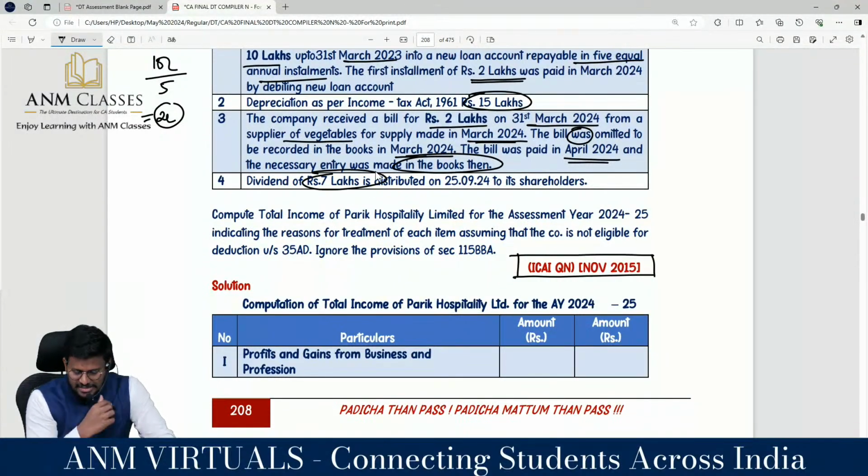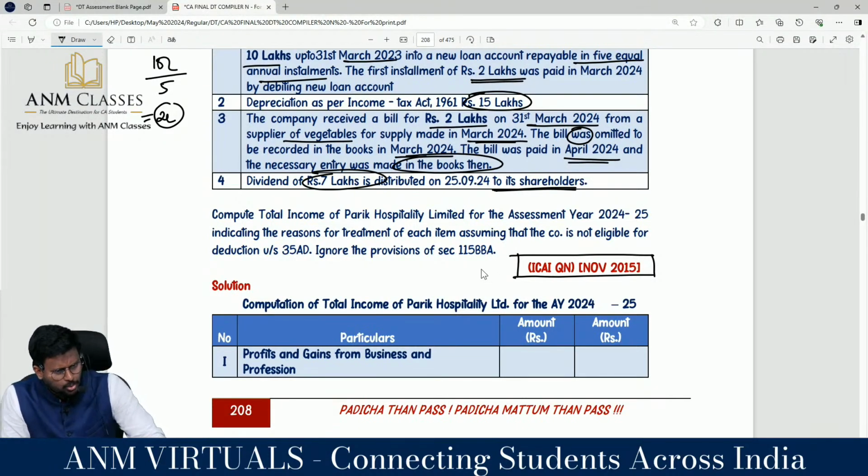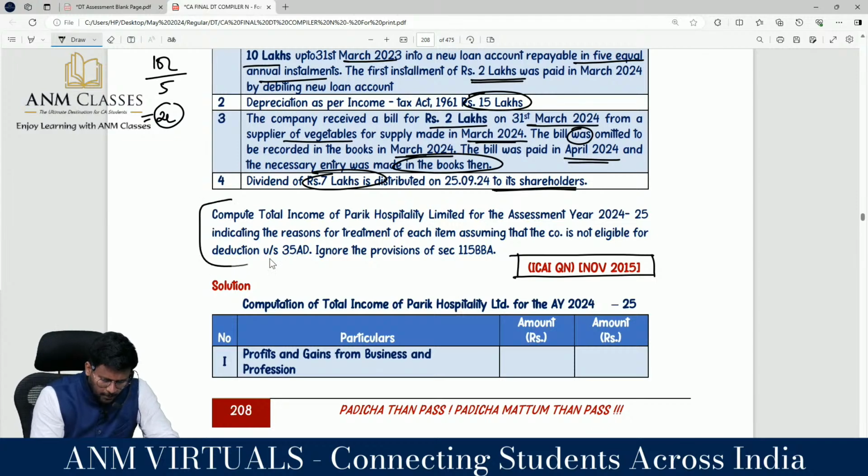Dividend of 7 lakh is distributed on 25/9/2024 to its shareholders. They have given 7 lakh rupees as dividend. Give it, give freely. It will be treated as income in the hands of the shareholder. No DDT also in the hands of the company. Correct? Compute total income of Parikh Hospitality for the assessment year 24-25, indicating the reason for treatment of each item, assuming the company is not eligible for deduction under 35AD.